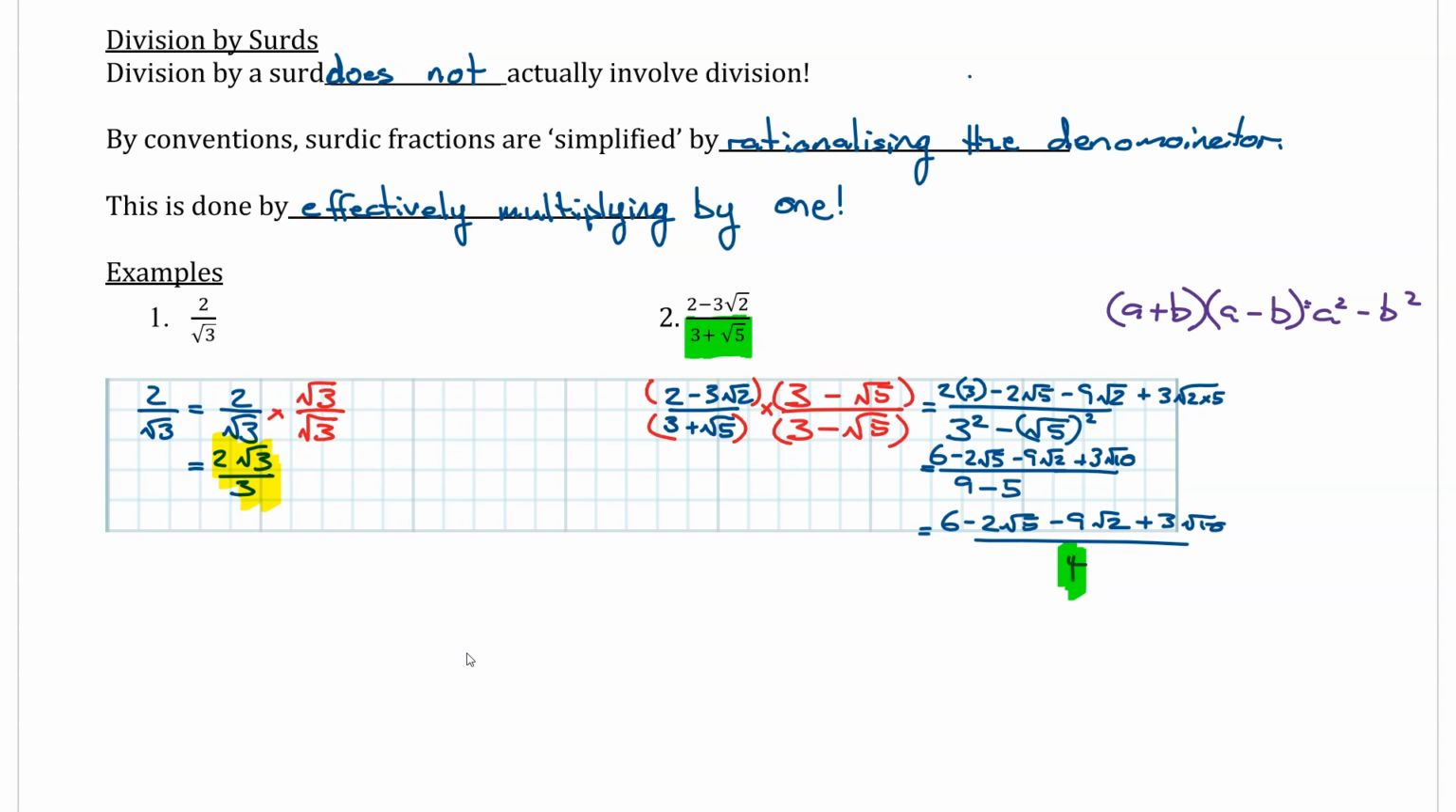So what we've learned in this short video is how we can manipulate our surds into a form that will make it easier to do mathematical operations in the future.